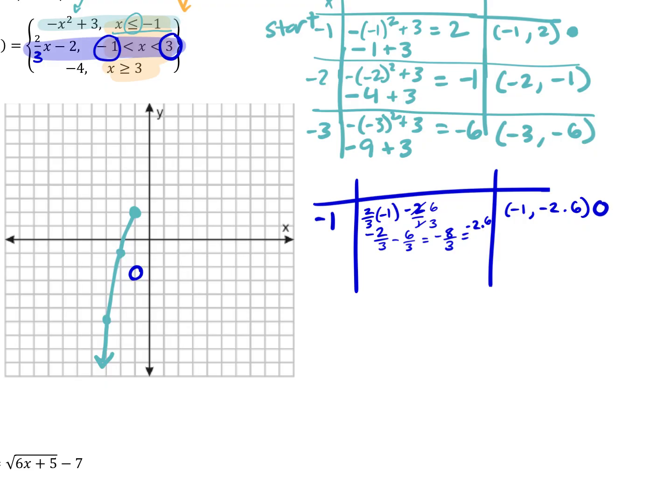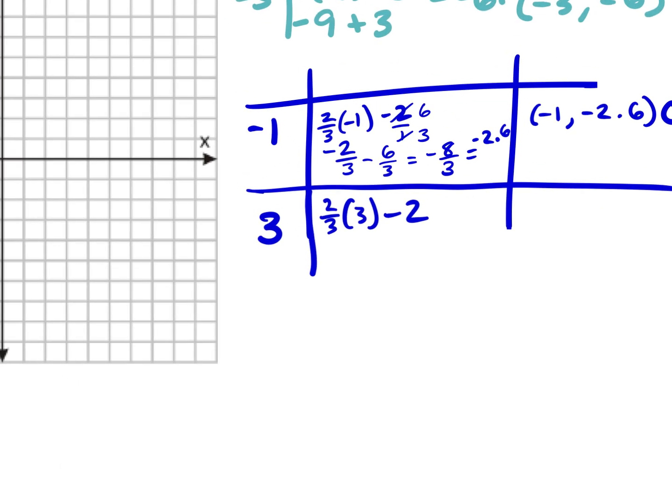What else should I plug in here? 3. Awesome. We always want to plug in the number that it gives us. So when I plug in 3, I have 2/3 times 3 minus 2. 2/3 times 3, make it 3/1. This would be 6/3, which would be what? 6/3 simplifies to what? 2. And 2 minus 2? 0. Perfect. So we plugged in 3 and got 0.